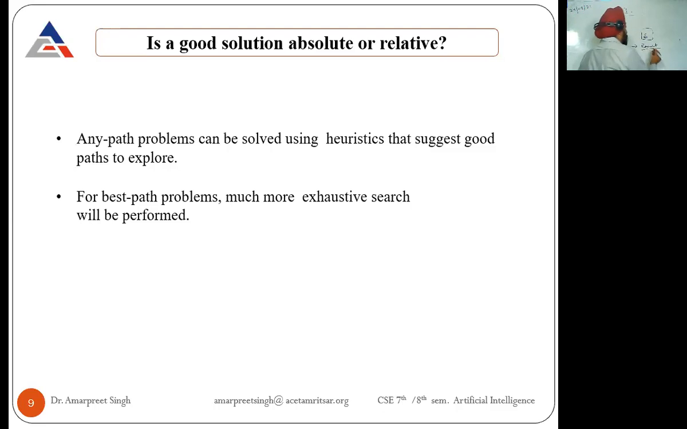So here a student got 95% marks. So this is the absolute result. But if I say X has scored more than Y, then this is a relative solution.